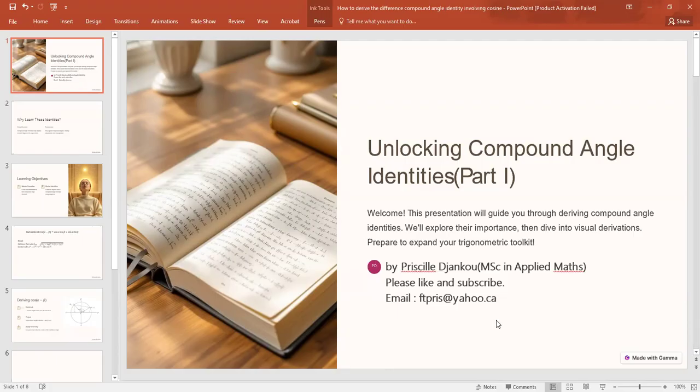Throughout this presentation, I will guide you through deriving a simple compound angle identity. We're going to explore the importance of learning this study unit, and we will dive into visual derivation. So prepare to expand your trigonometric toolkits.